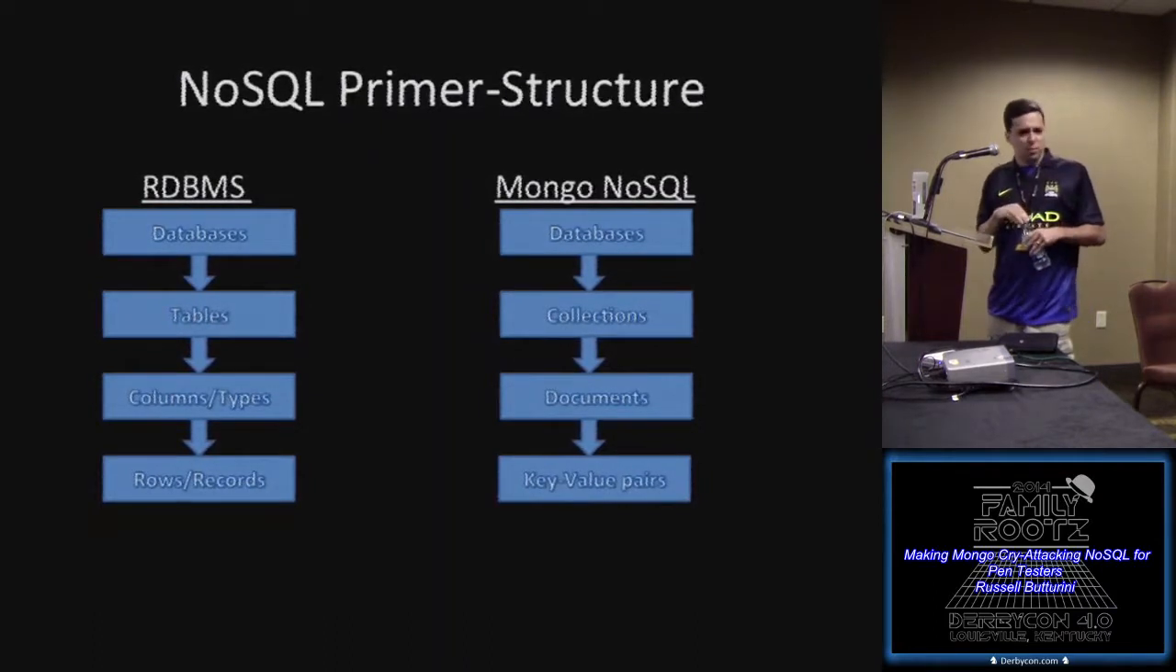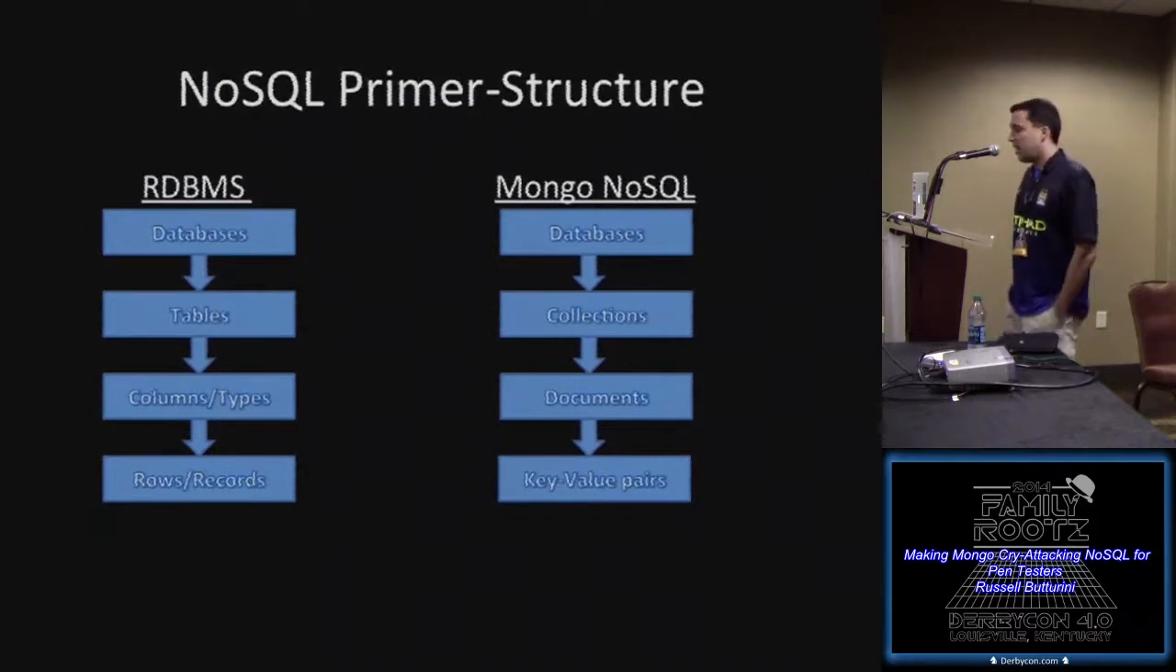In a traditional relational database, you have databases, tables, columns, some types, rows of records, right? And this is all very static. So once it's set, everything has to have certain matching characteristics and some commonality. In a NoSQL database, everything's very logical.